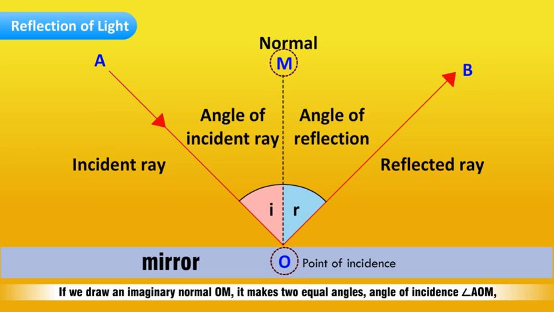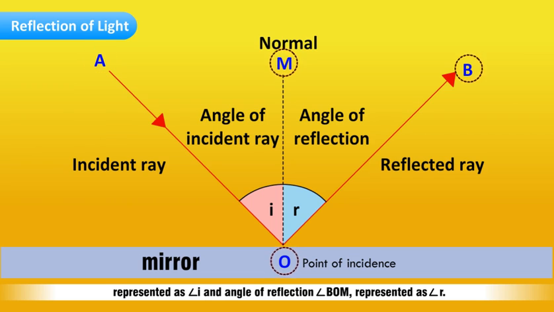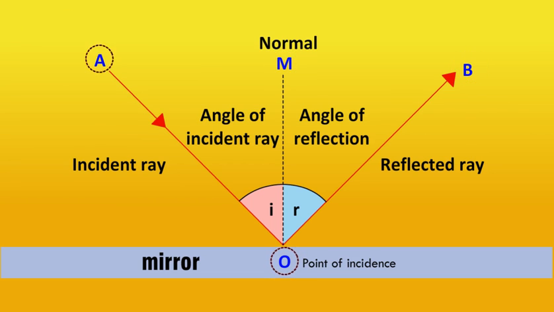If we draw an imaginary normal OM, it makes two equal angles: the angle of incidence, angle AOM, represented as angle I, and the angle of reflection, angle BOM, represented as angle R.